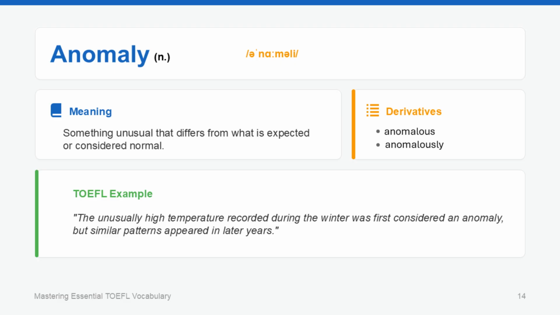Listen to this example. The unusually high temperature recorded during the winter was first considered an anomaly, but similar patterns appeared in later years. Here's your question. Why was the unusually high temperature first considered an anomaly? Because it was different from what scientists normally expected during winter. Now the derivatives. Anomalous. Anomalously. So anomalous results are results that don't match the expected pattern.